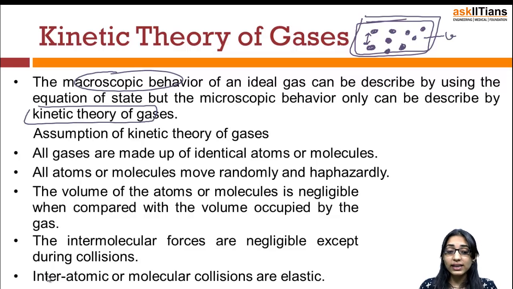Then it also says that the interatomic or the molecular collisions are elastic. Now what do we mean by elasticity of the collision? Whenever one atom is going to collide with another atom, there will be no loss of any energy. So the collision will be a perfectly elastic collision. There won't be a change in the shape of the molecule. There won't be a change in the energy of the molecule.